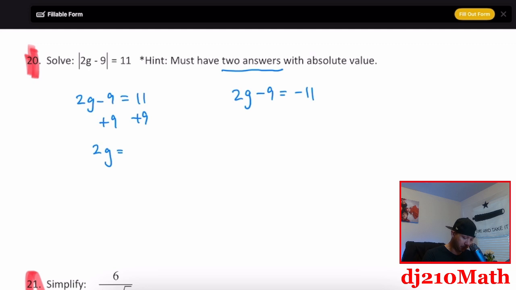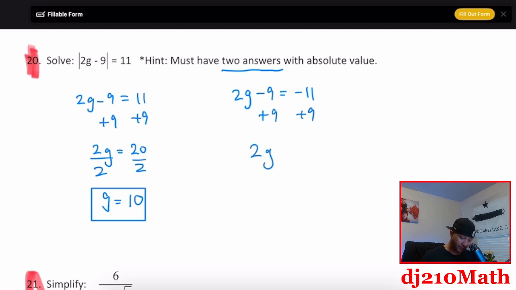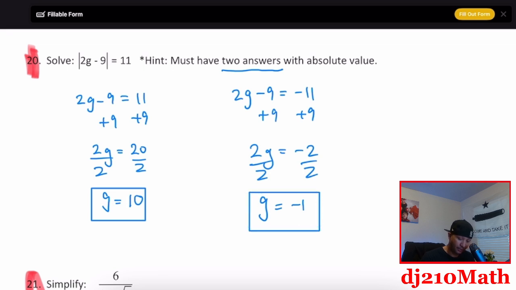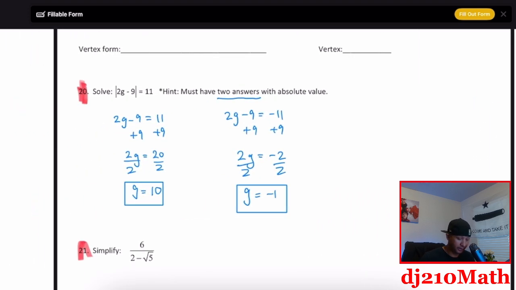So 2g is equal to, 11 plus 9 is 20. Divide both sides by 2. g is equal to 10. So one of my answers, g equals 10. The other answer, I add 9. So 2g is equal to negative 2. Negative 11 plus 9. Divide both sides by 2. And g is equal to negative 1. Is there an answer slot? No, there isn't. All right, so these are my two answers.